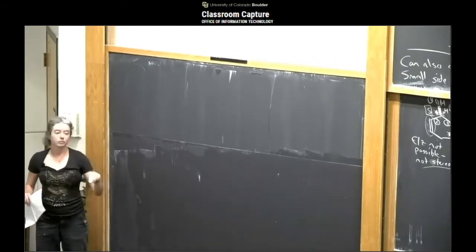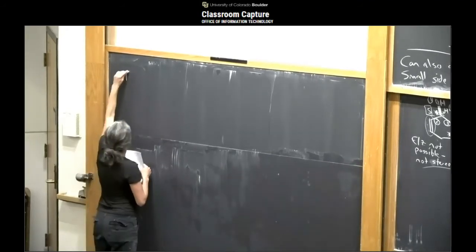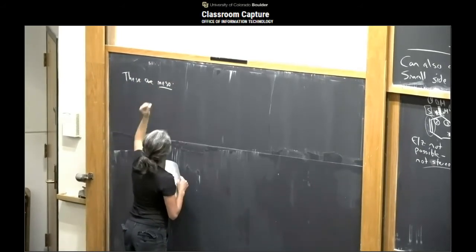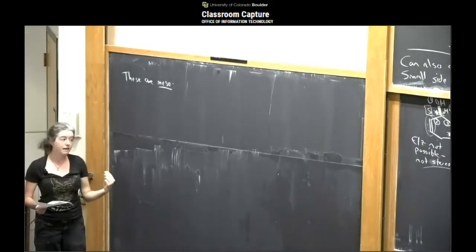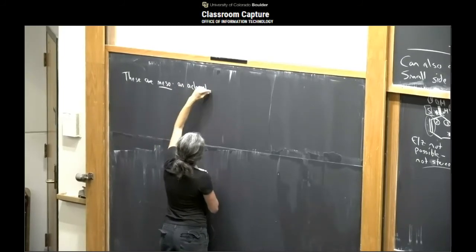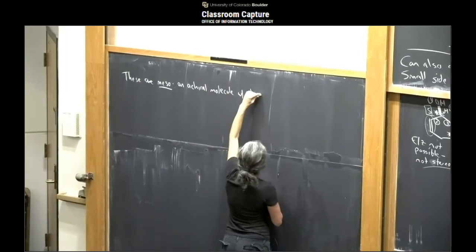Okay, so what we're looking at here for these two molecules that are not actually two molecules at all, they're just two pictures of the same molecule, are meso molecules. So the official definition for meso is an achiral molecule that has chiral diastereomers.